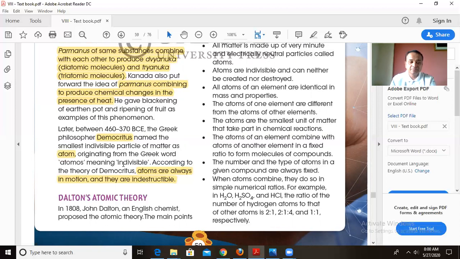Dalton's atomic theory, which was put forth very recently, in 1808. He was an English chemist. So he proposed the atomic theory.